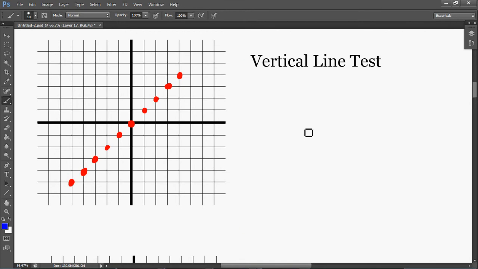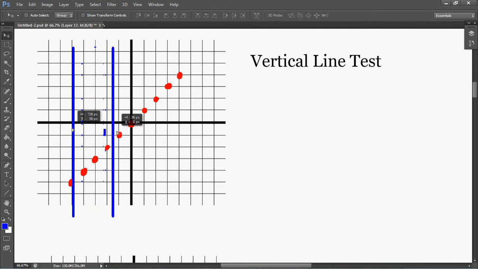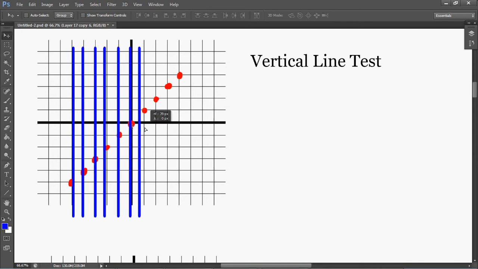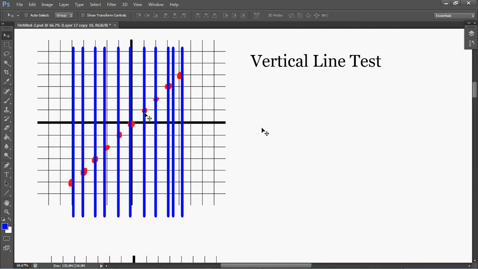You basically draw a vertical line through any point in the graph, and you can keep drawing these lines anywhere on the graph you want. And if it is a function, then that blue line will only ever intersect the graph at one point. So for example, in each of these lines you can see I only ever intersect the graph at one point at a time. And so if it only intersects it once, we know that yes, in fact, this is a function.